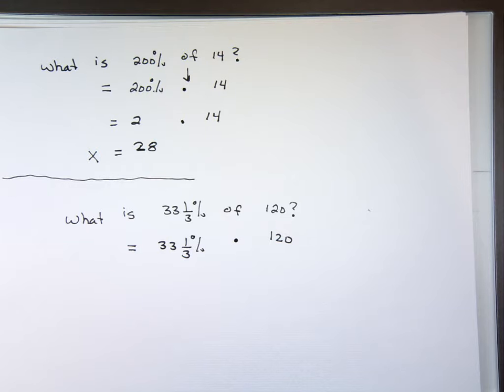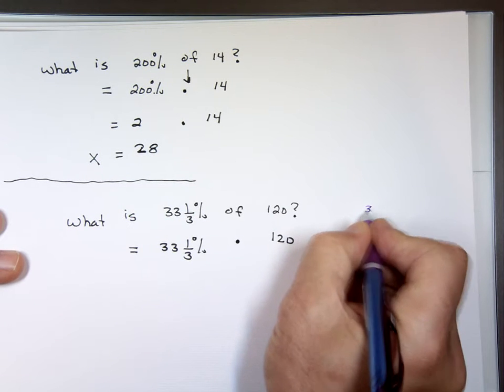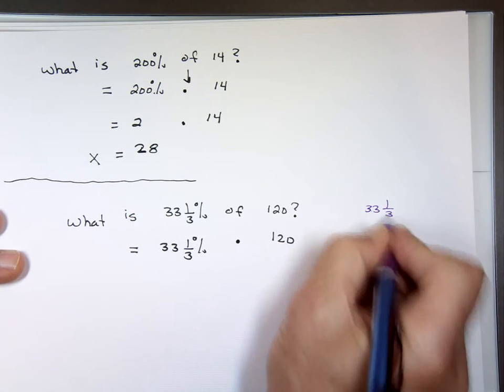Now, because this looks like a fraction, maybe instead of changing it to a decimal, I should change it to a fraction. How do you change this to a fraction? Divide it by 100, right? Is that how you go from percent to a fraction? So let's go to the side here and do that. What is 33 1/3 divided by 100 equal to?